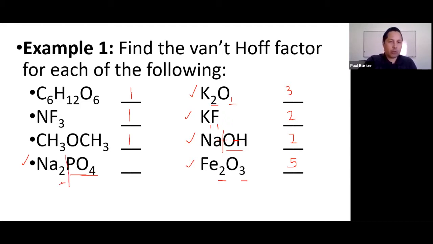But we've got two sodiums, and remember the PO4 stays as one piece together, so there's a grand total of 3 for the Van Hoff factor for the sodium phosphate. All right, so those are some examples on how to solve for the Van Hoff factor. Once you put it into the formula, you're looking for a symbol that looks like a lowercase italicized i, and that will be the Van Hoff factor.